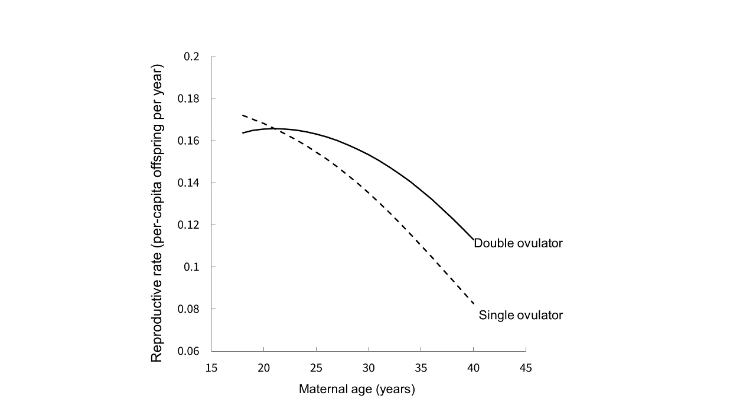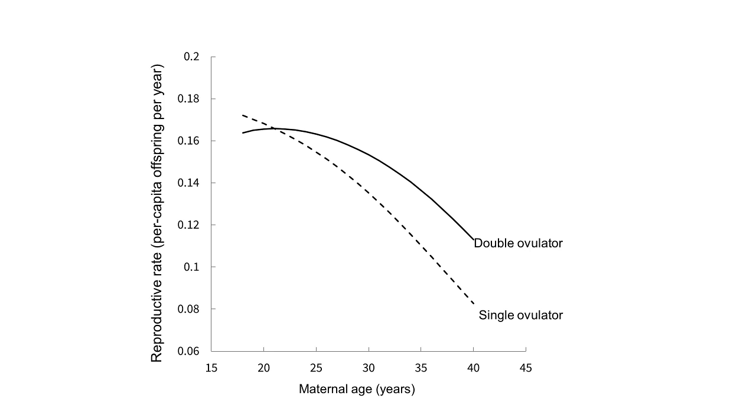And instead of looking at the total number of offspring surviving to age 15 years throughout a woman's reproductive life, we're looking at the reproductive rate, so per capita offspring surviving per year for women at different ages. And what this slide illustrates is that for single ovulators, the reproductive rate is highest when they're young and exceeds that of double ovulators. However, as they increase in age, their reproductive rates decline at a faster rate than that of double ovulators, and at about 23 years of age is less than double ovulators. So this slide shows a clear fitness trade-off for reproductive rate for single and double ovulators.